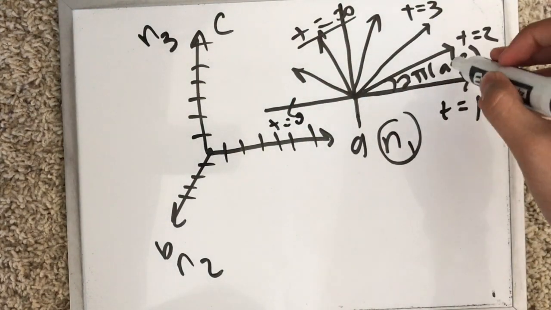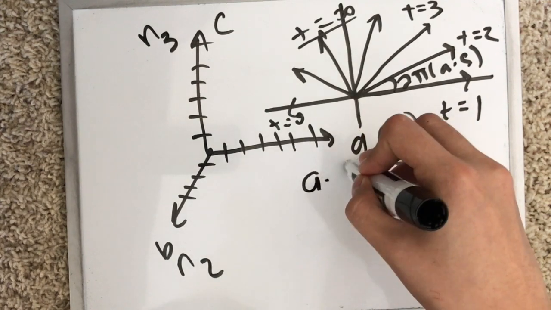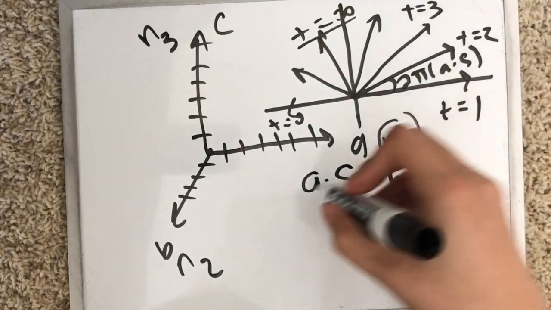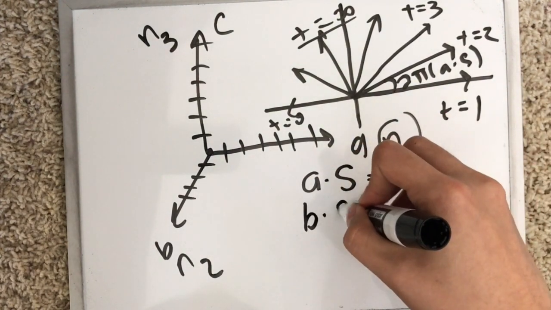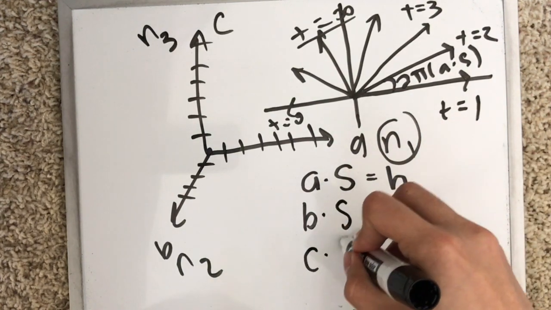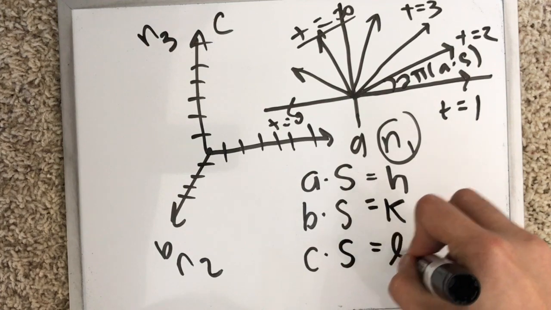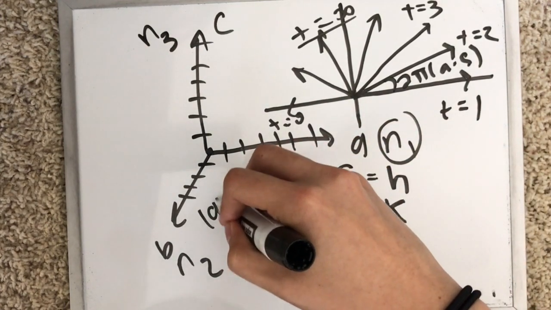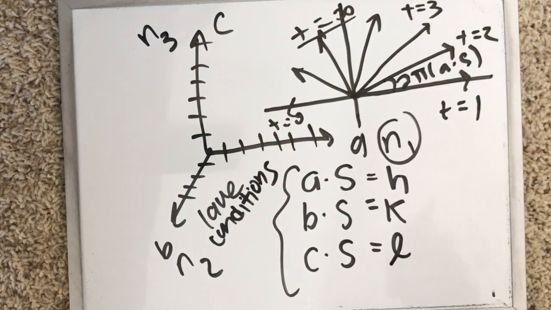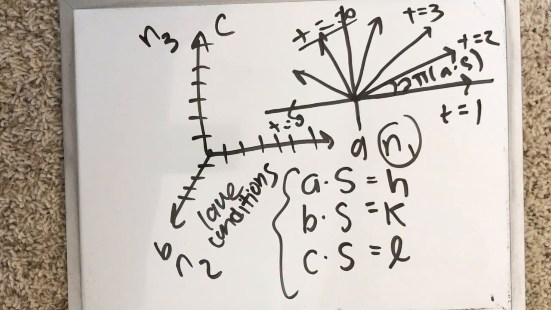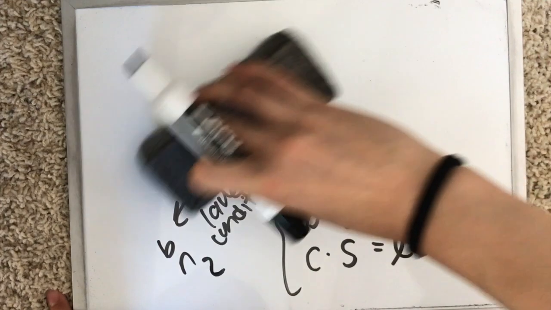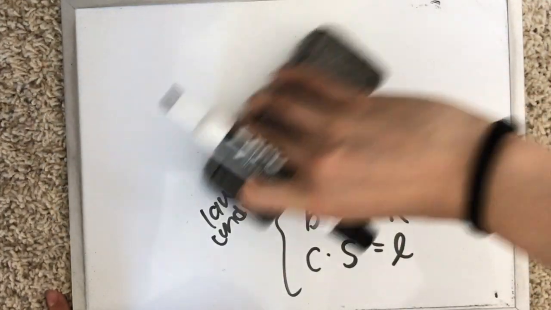So this is why these three conditions must be met. The dot product of A and S must equal an integer value H, and the dot product of B and S must equal an integer value K, and the dot product of C and S must equal an integer value L. So these are known as the Laue conditions, and any crystal that diffracts meets these conditions. So now we're going to talk about Bragg's law, and we'll keep these here for proof later.